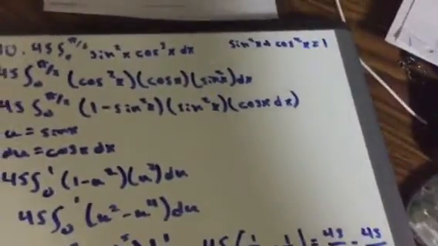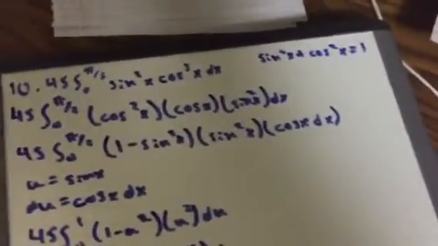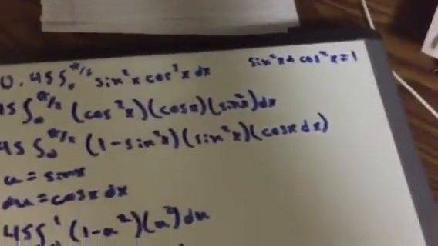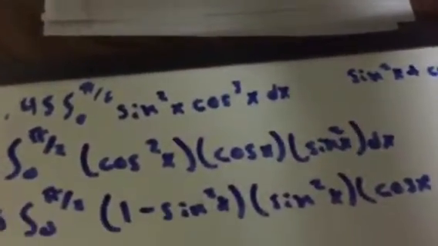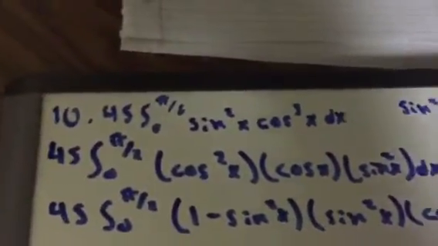Today we're going to be doing problem 10 from Homework 6. This problem involves us doing definite integration of some multiplication of trigonometry. And we're going to be integrating 45 sine squared x cosine cubed x dx with the bounds of 0 to pi over 2.